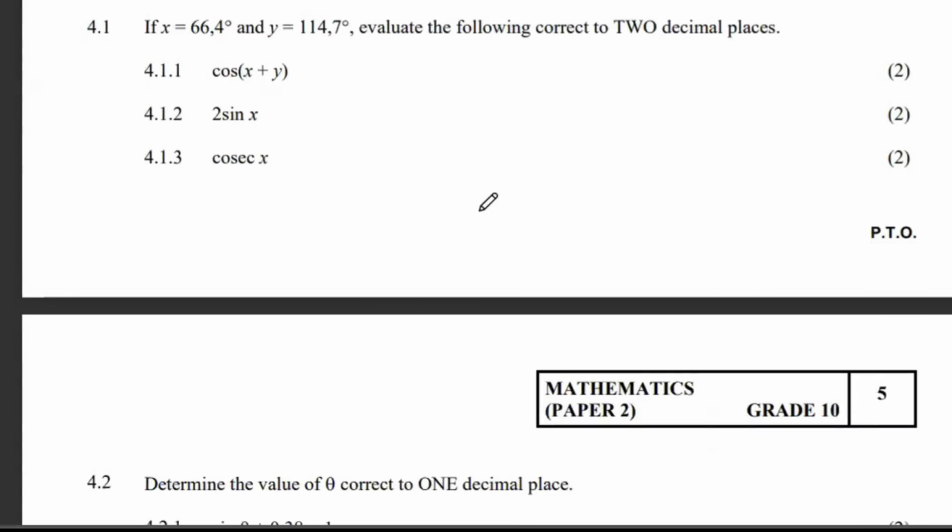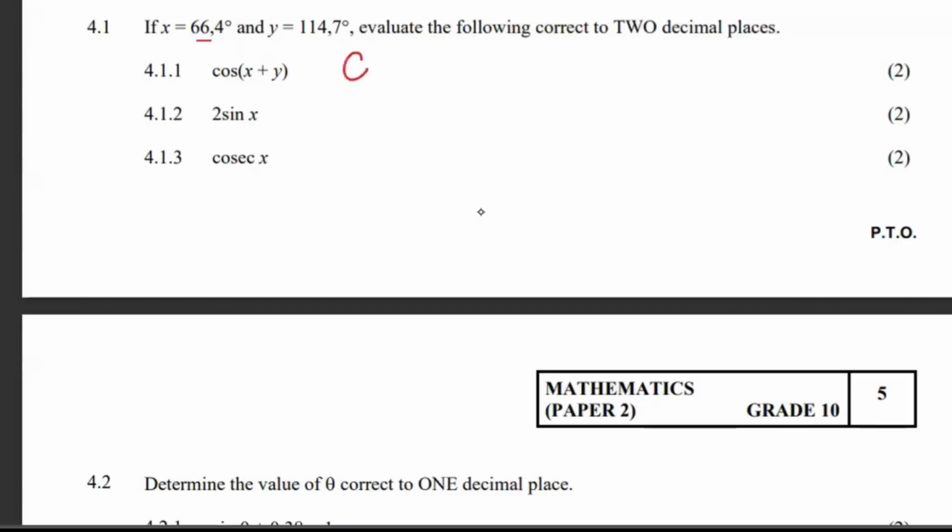Question number 4. This should be marks for everyone, okay? They are telling us that if x is 66,4 and y is 114,7, can we evaluate to decimals? To evaluate is like to find the exact value. So in this case, we need to use our calculators and apply what we call substitution. Where there is x, we shall replace it with 66,4. Where there is y, we can put 114,7.